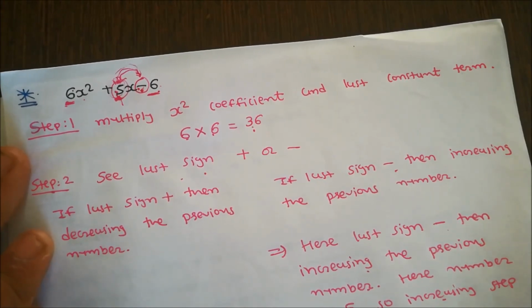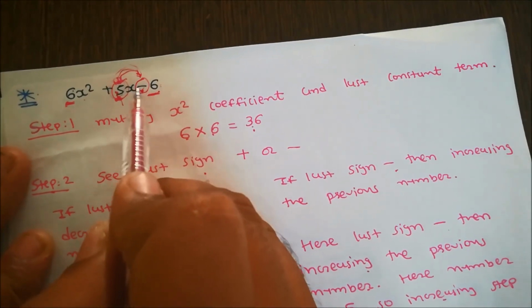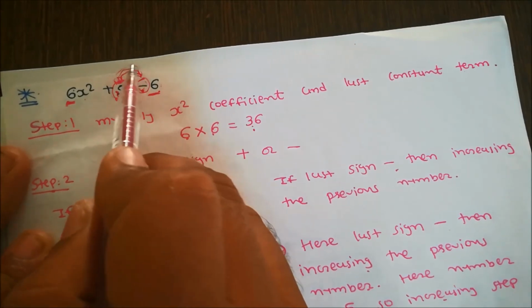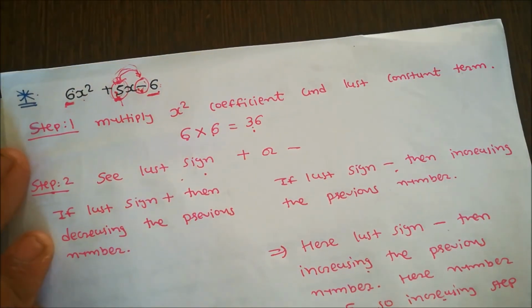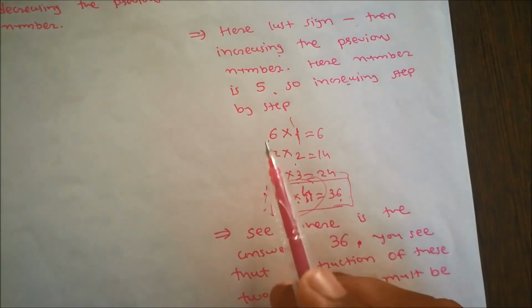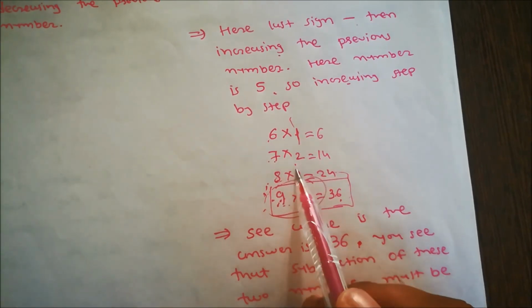In step number 2, see the last sign. Here the last sign is minus 6. So minus is the last sign. If minus is last sign, then increasing the previous number. So here number is 5. So we start from number 6. So 6, 7, 8, 9. Multiply 1, 2, 3, 4.